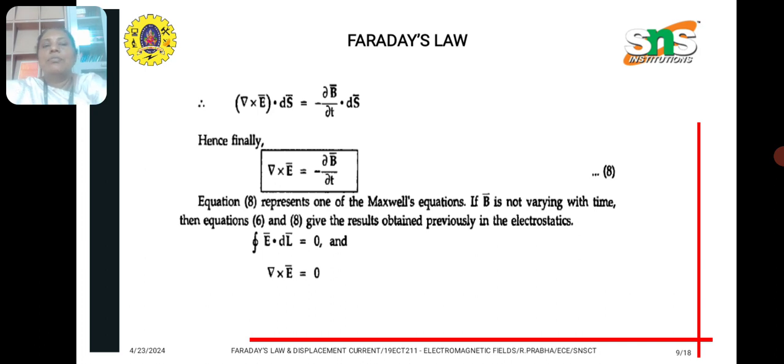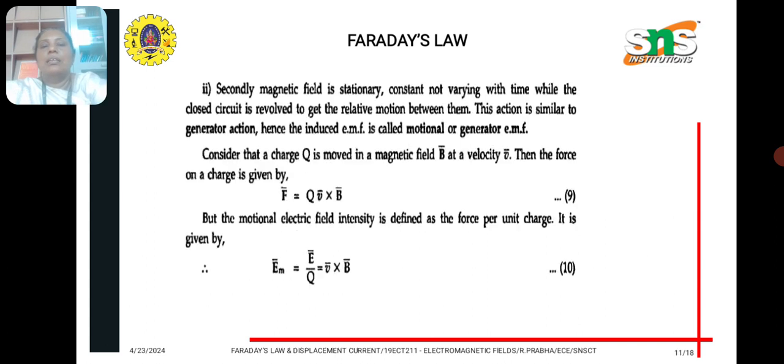And in the case of electrostatics, closed integral of E dot dl is equal to 0 because the electric field does not vary with time, so del cross E is equal to 0. And the second case, the magnetic field is considered stationary and constant, not varying with time, but the closed circuit is revolved to get the relative motion between them. So this action is similar to generator action, and this EMF is called generator EMF.